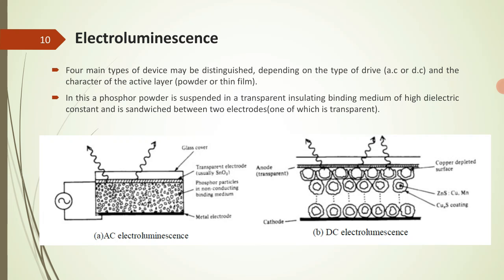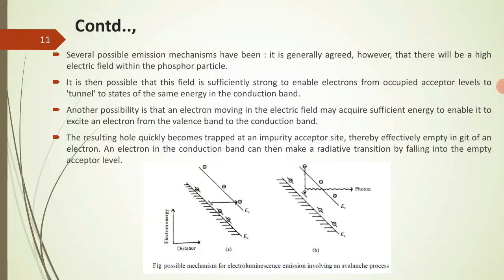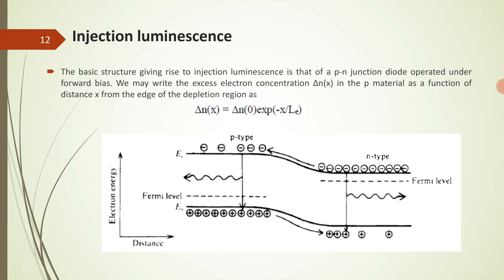So here there are two types, one is AC and another one is DC. Several possible emission mechanisms can be generated because of the high electric field within the phosphor particle. One enables electrons from the occupied acceptor level to tunnel to the same energy in the conduction band. Another possibility is that electrons moving in the electric field may acquire sufficient energy to excite an electron from the valence band to the conduction band.